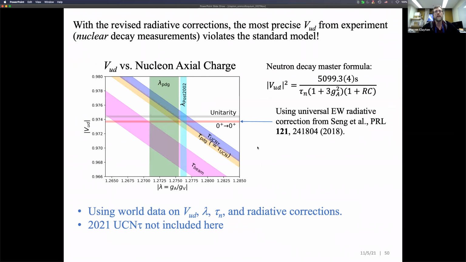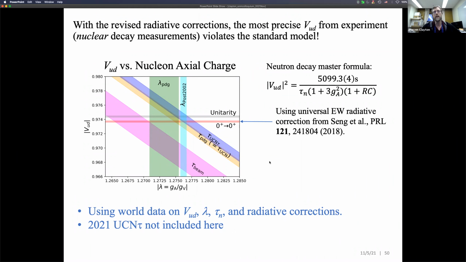And here's what that does to that plot that I just showed. So this impacts neutron and nuclear decay, by the way. It's kind of a universal radiative correction to this process. So what it does is it breaks unitarity. Now if we take VUD from these nuclear decays, this class called 0+ nuclear decays, it does not give you the correct value that would make unitarity true, basically. And so that's maybe a totally different puzzle.